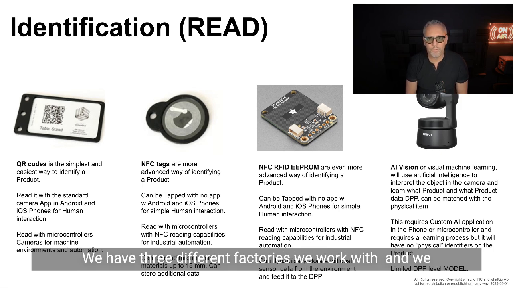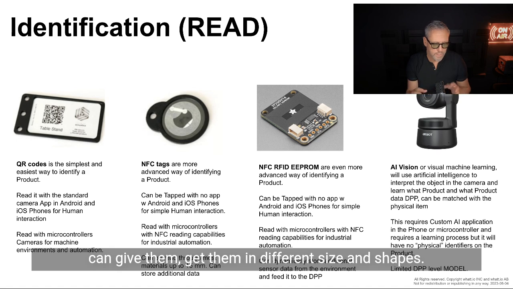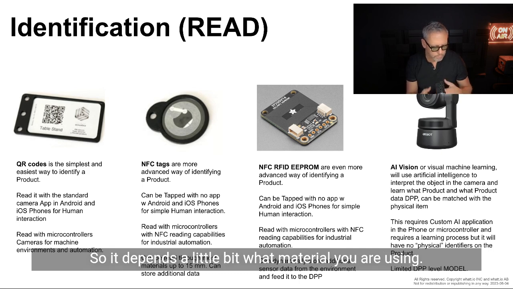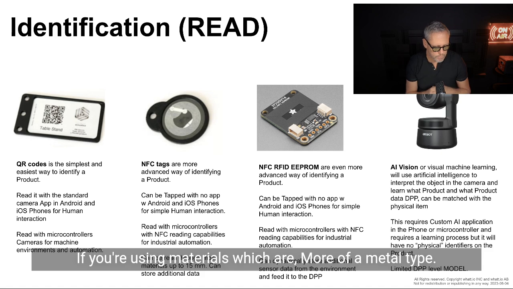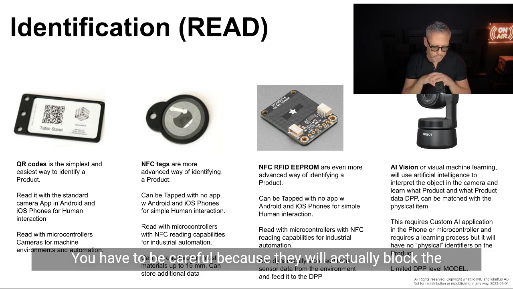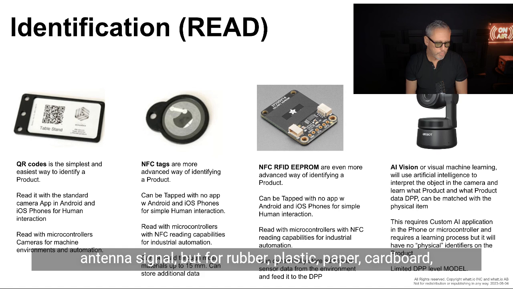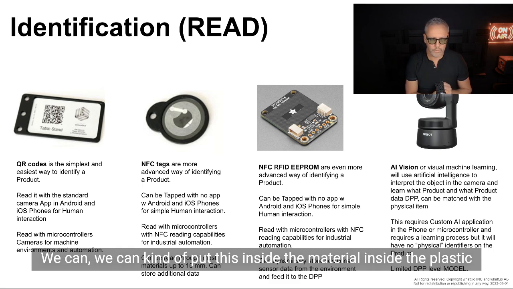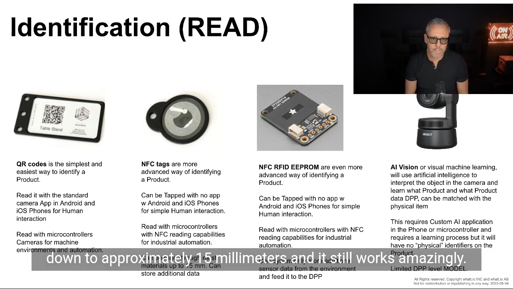We have 3 different factories we work with, and we can get them in different size and shapes. And the biggest part of it is, of course, the antenna. So it depends a little bit what material you are using. If you're using materials which are more of a metal type, you have to be careful because they will actually block the antenna signal. But for rubber, plastic, paper, cardboard, these kind of things, that's absolutely no problem. And in 3D printing, which is one of our specialities at What.io, we can kind of put this inside the material, inside the plastic, down to approximately 15 millimeters, and it still works amazingly.